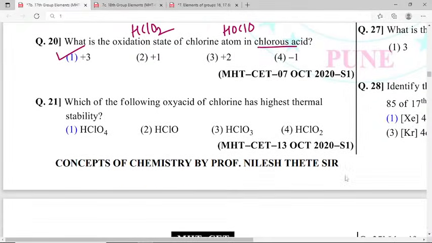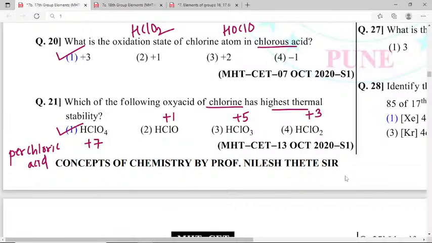Which of the following oxyacids of chlorine has the highest thermostability? HClO4, +7 oxidation state, most stable. It is perchloric acid. Oxidation state is very important. So how much oxidation state? +1. +5. +3. So these are hypochlorous, chlorous, chloric and perchloric acid.